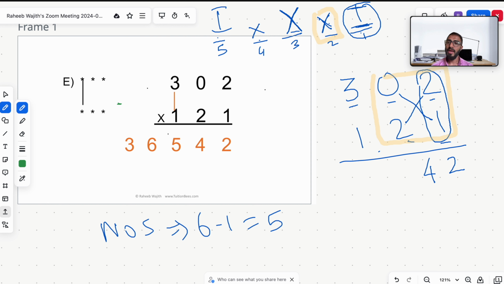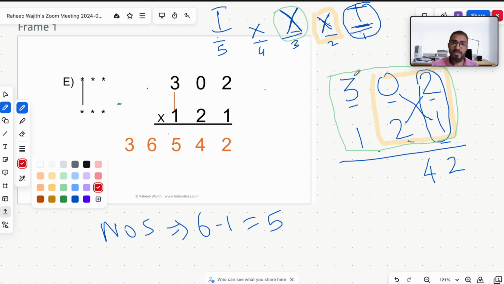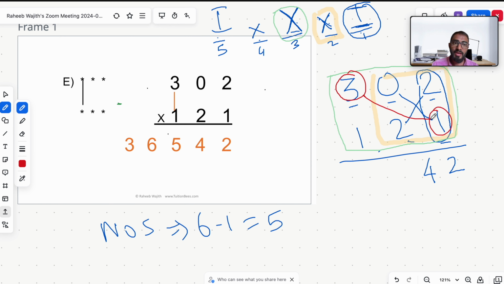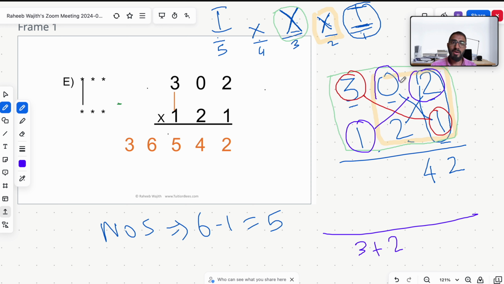Now coming to step number 3, we will take the whole grid, this entire grid, and we will cross multiply these two numbers, these two edges. We will cross multiply this 3 with this 1, and this 1 with this 2. So 3 ones are 3, 2 ones are 2, and these two numbers 0 into 2 gives us 0. So when you add 3 plus 2 plus 0, we get 5.